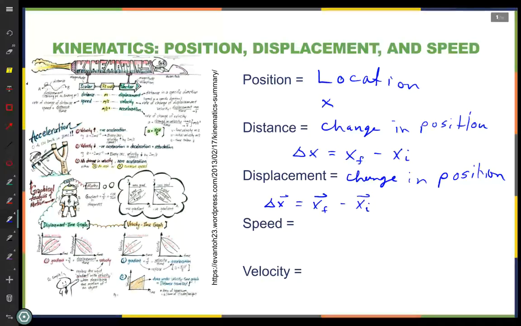So that's the difference in these two. One's a vector, and it's just the difference between the starting location and the ending location. The other one's a scalar, and it's going to be the amount of ground that was covered.